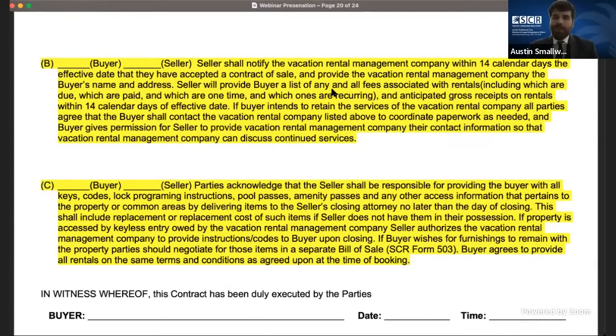So we now have in B, and previously I think we had up to D. Now it's going to be down to A, B, and C. And B, the seller is going to notify the vacation rental management company within 14 calendar days that they have a contract for sale and provide the company the buyer's name and address. That's in line with what's required in statute. The seller is then going to provide the buyer a list of any and all fees associated with the rentals and gross receipts on those within 14 days of effective date.